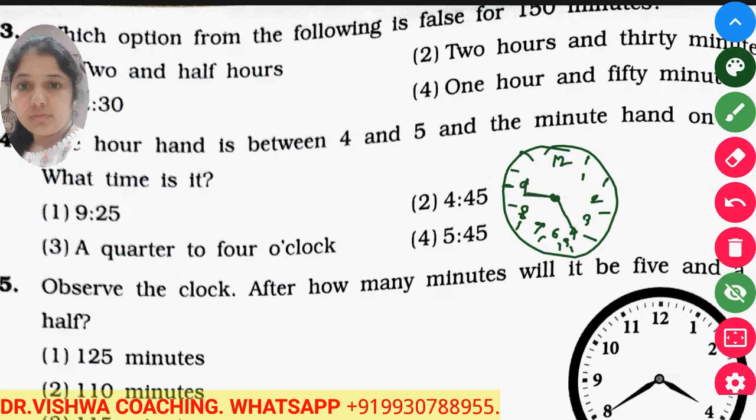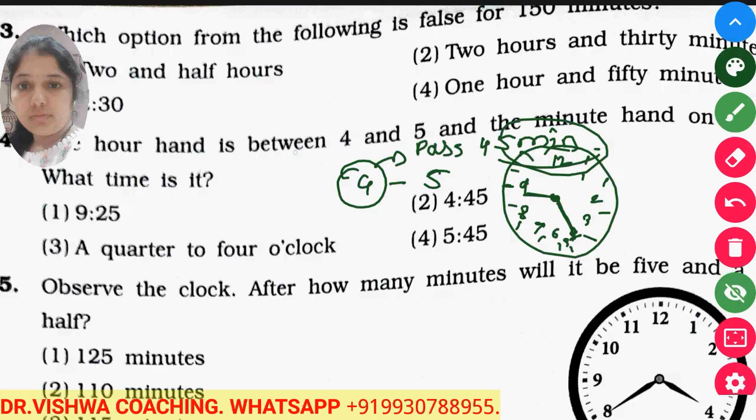is on 9. When our hour hand crosses this 4 and it is in between 4 and 5, it is 4 past 45 minutes, or it can be read as 15 minutes before 5, or quarter to 5. Okay, quarter to 5, quarter to 5.